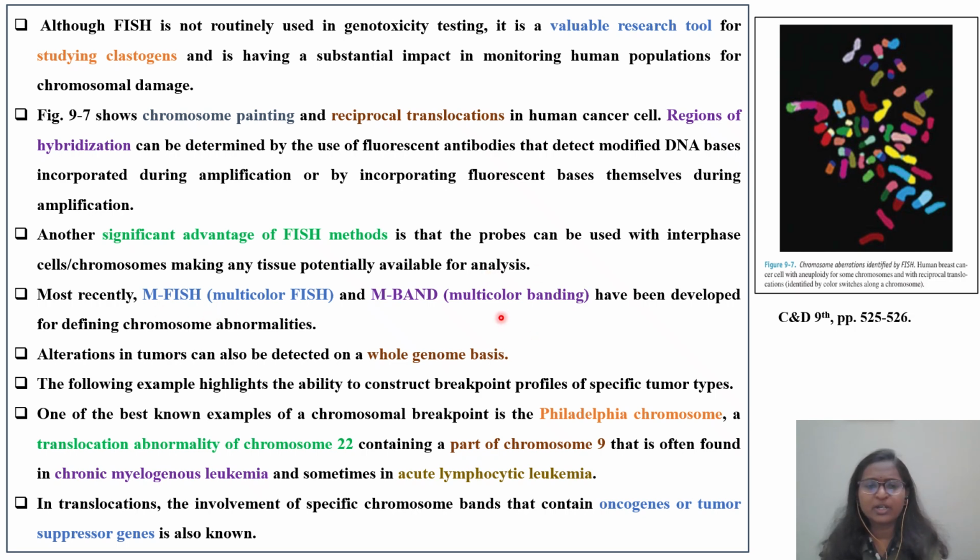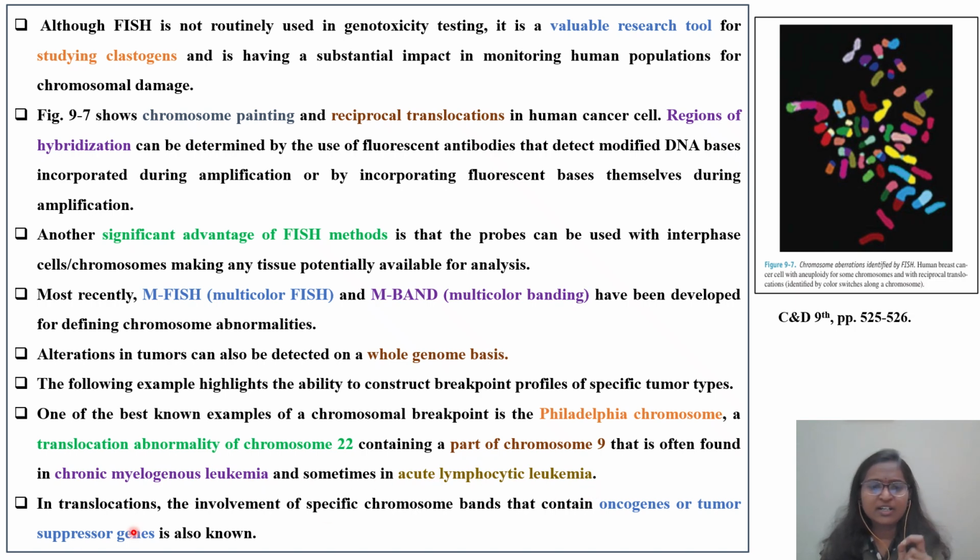Most recently, two types have been developed: M-FISH, that is multicolor FISH, and M-band, that is multicolor banding, for defining these chromosomal abnormalities. Alterations in the tumor can also be detected on a whole genome basis. The following example highlights the ability to construct breakpoint profiles of specific tumor types. One of the best known examples of a chromosome breakpoint is the Philadelphia chromosome. You might have come across this word: a translocation abnormality of chromosome 22 containing a part of chromosome 9, often found in chronic myelogenous leukemia and sometimes in acute lymphocytic leukemia.